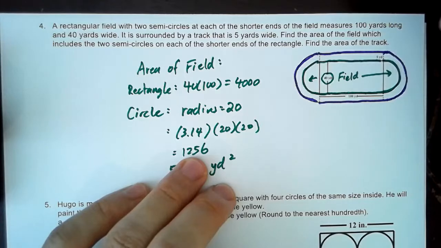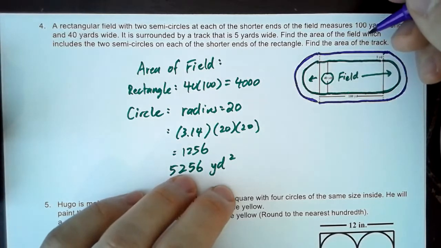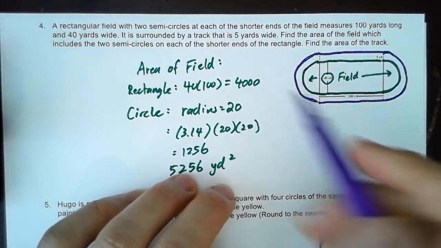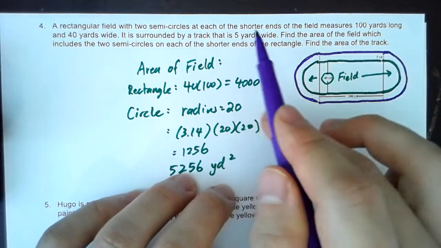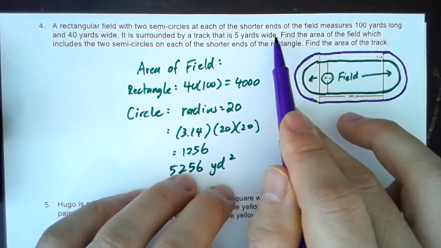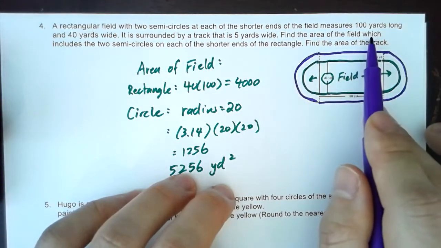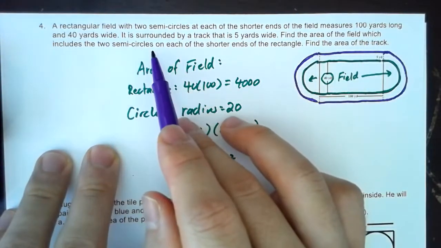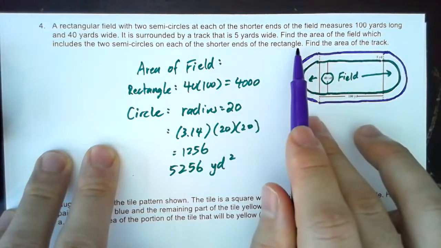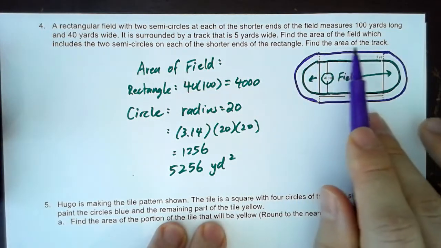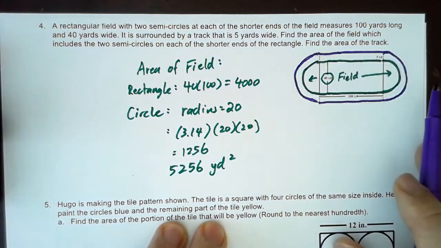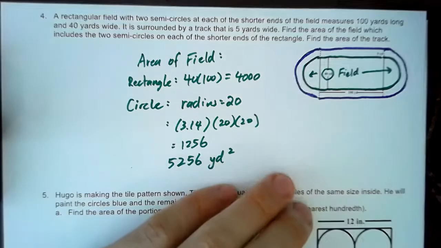Not exactly the most accurate of a regular track and field that you may have seen in colleges or high schools even, but it is surrounded by a track that is 5 yards wide. Find the area of the field, which includes the two semicircles on each of the shorter ends. Then they also want you to find the area of the track. Okay, so this is kind of challenging.